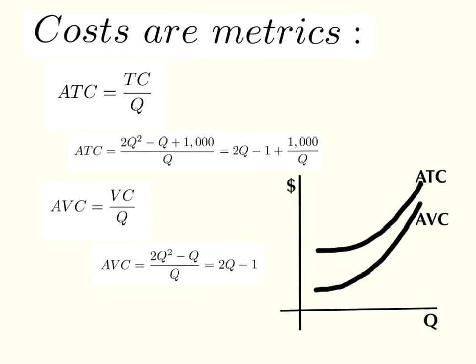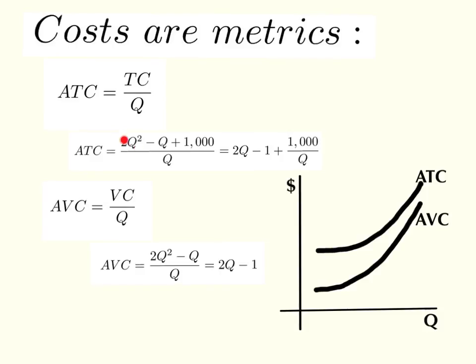But they don't simply look at total cost. They look at costs from a little bit more specific position. And so, two of the more important types of costs that we're going to discuss in the course are average total cost and then average variable cost. Average total cost is simply total cost divided by Q.